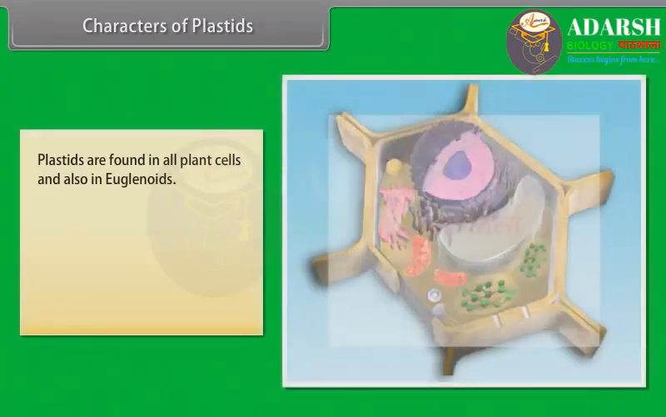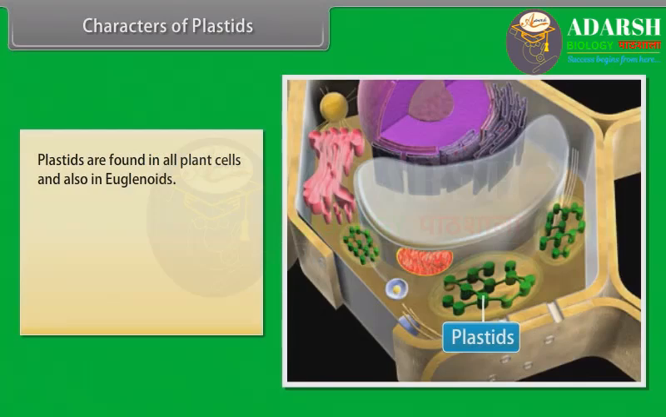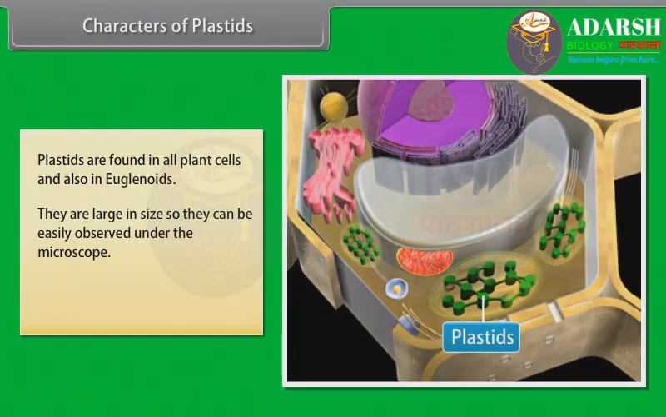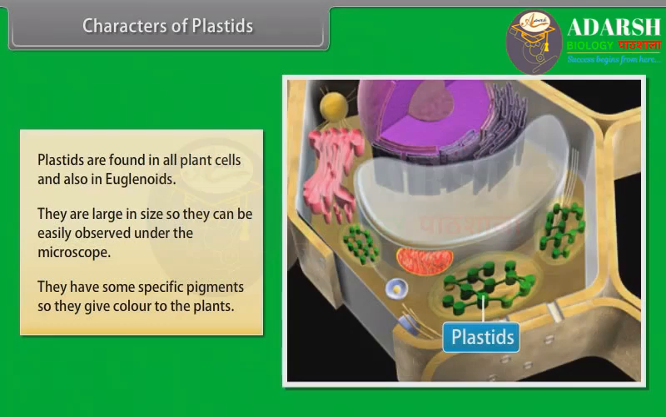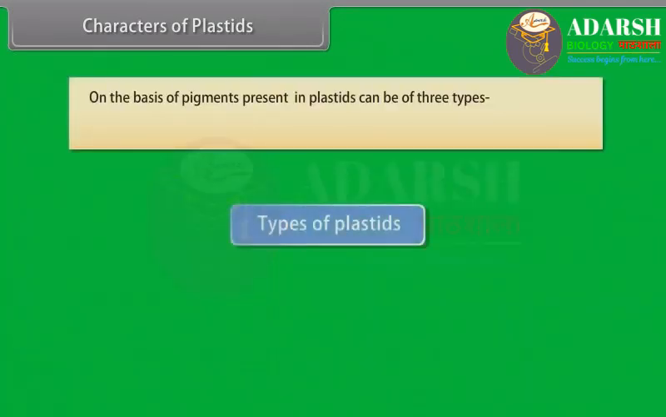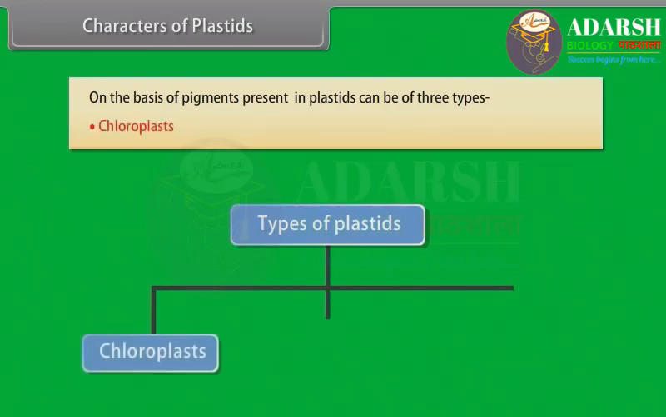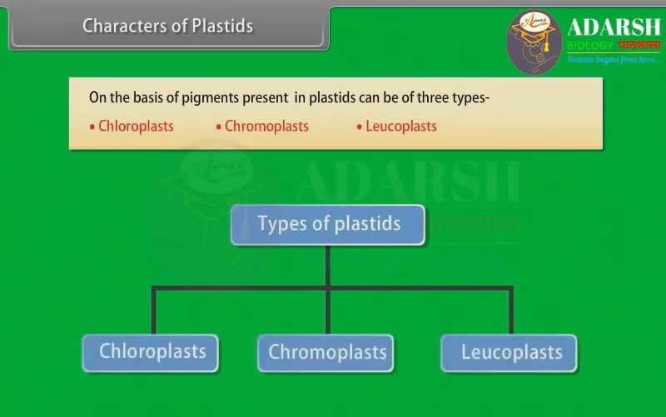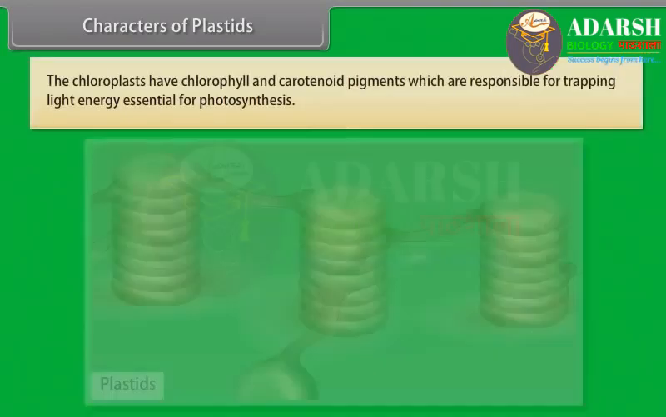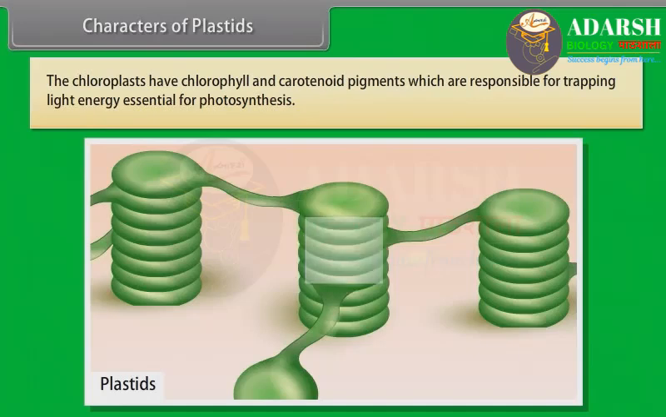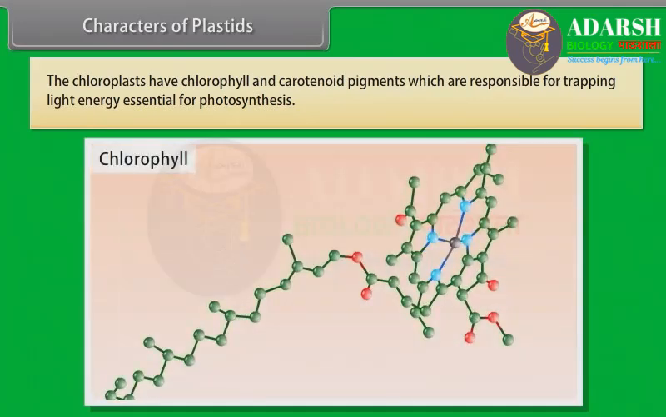Characters of plastids. Plastids are found in all plant cells and also in euglenoids. They are large in size, so they can be easily observed under the microscope. They have some specific pigments, so they give color to the plants. On the basis of pigments present in plastids, they can be of three types: chloroplasts, chromoplasts, and leucoplasts. The chloroplasts have chlorophyll and carotenoid pigments, which are responsible for trapping light energy essential for photosynthesis.